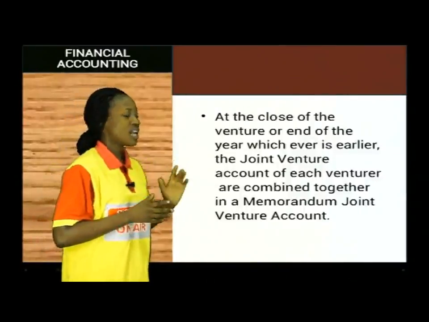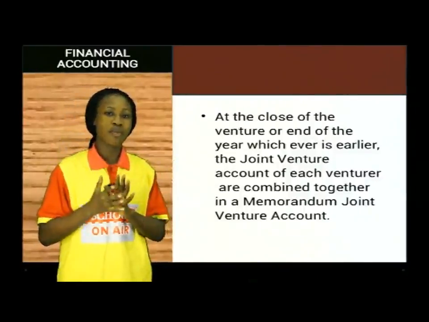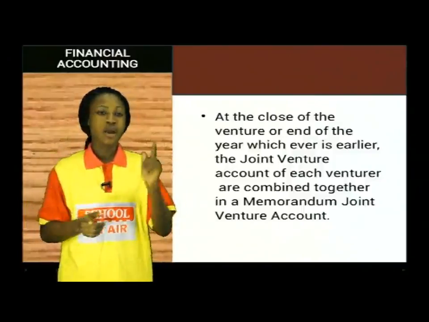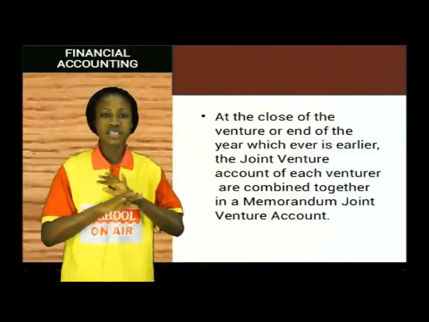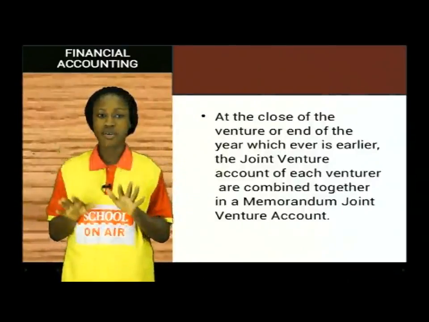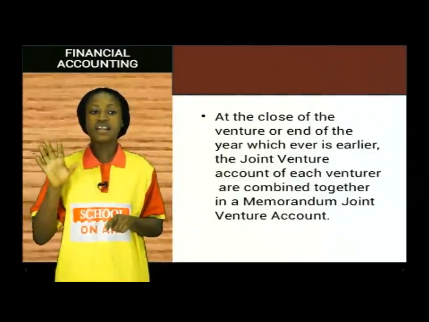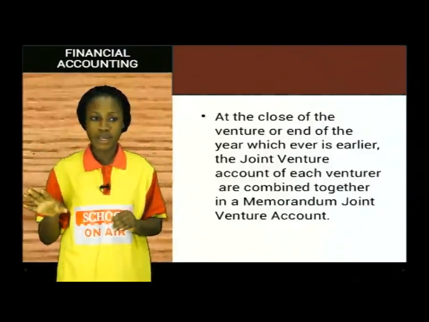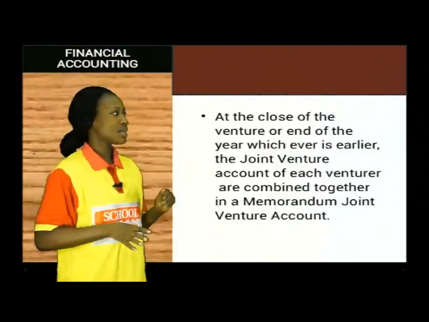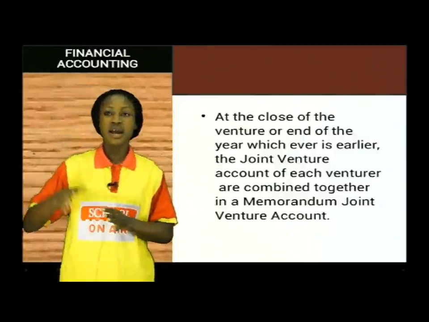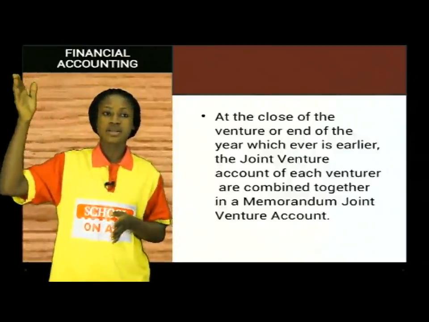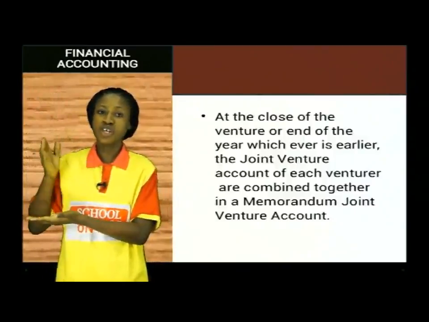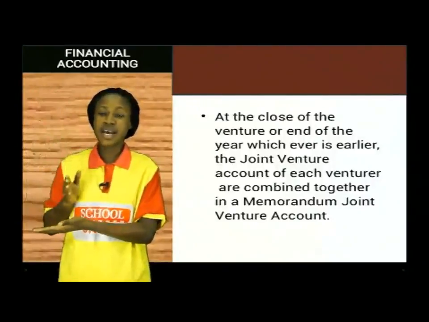This memorandum joint venture account is going to help us to ascertain if they've actually made a profit or a loss, because in Mr. A's account you can't identify if there is a profit or a loss, and in Mr. B's account you can't identify if there is a profit or a loss. But now let's look at it together. After bringing the two together, we are going to analyze all the sales meant for Mr. A and Mr. B, all the commissions they received, all the discounts they received.